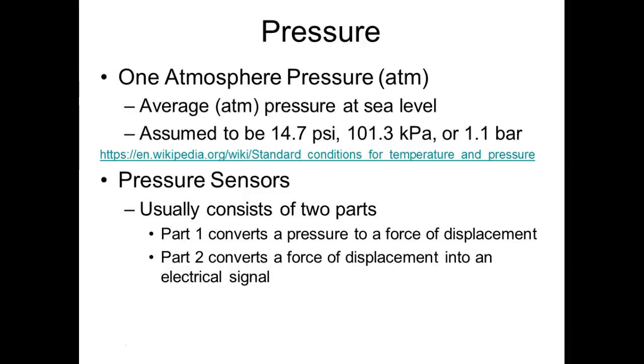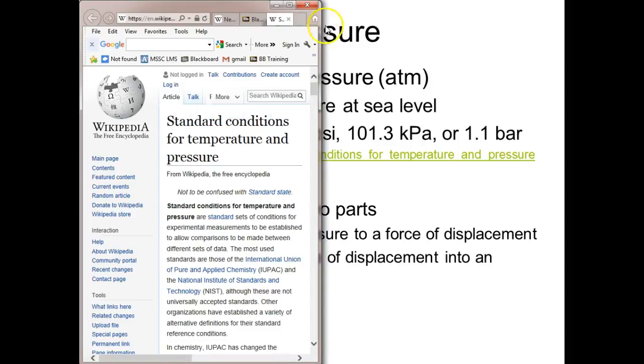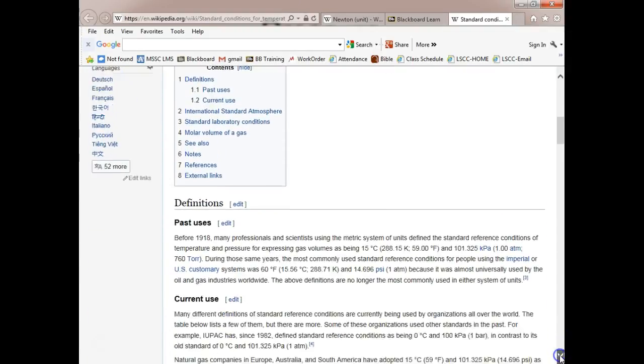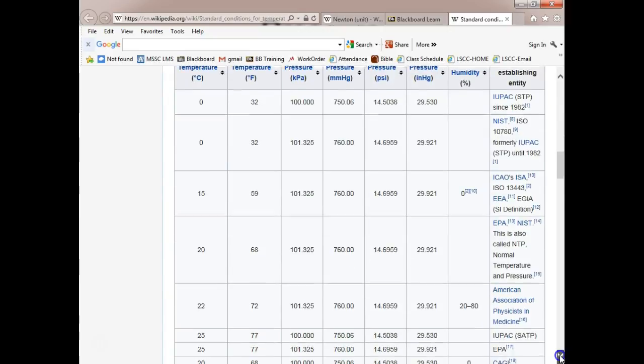First of all, we need to learn about the different types of pressure. One atmosphere pressure, some people call this atmospheric pressure. This is the average pressure at sea level, assumed to be 14.7 psi, or 101.3 kilopascal, or 1.1 bar. And that's up for discussion too. What I found is a place where they discuss what different organizations think one atmosphere pressure would be, and I'm trying to get down to this chart right here.